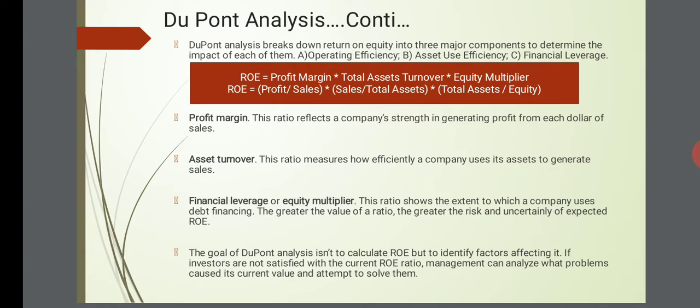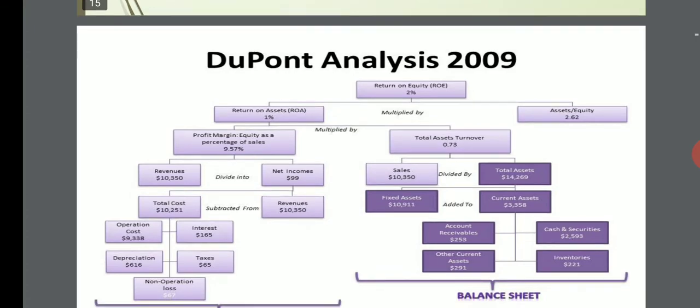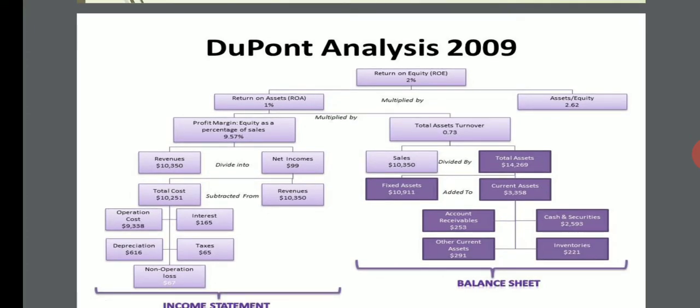The goal of DuPont analysis is not to calculate ROE, but to identify factors affecting it. If investors are not satisfied with the current ROE ratio, management can analyze what problem caused its current value and attempt to solve them. So it makes life easy for the management to find out what has led to the reduction in ROE. It can be profit margin, total asset turnover, or equity multiplier. This is again one chart, DuPont analysis. Just look into that.